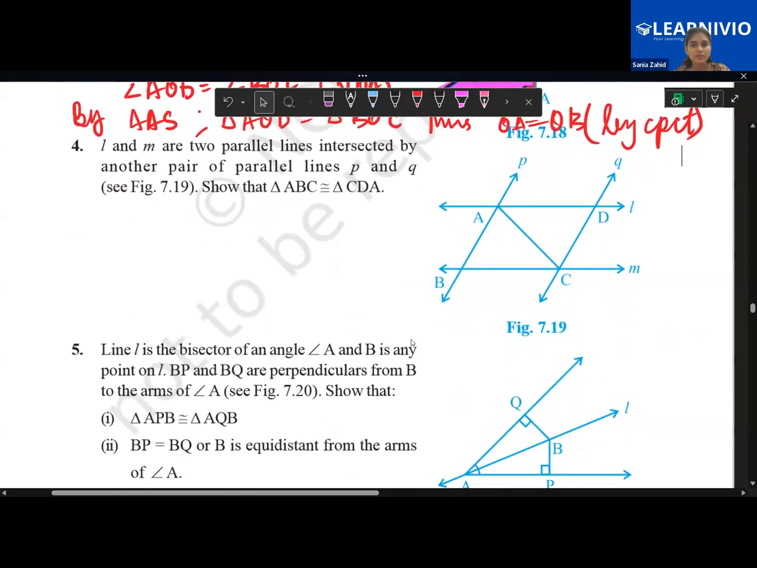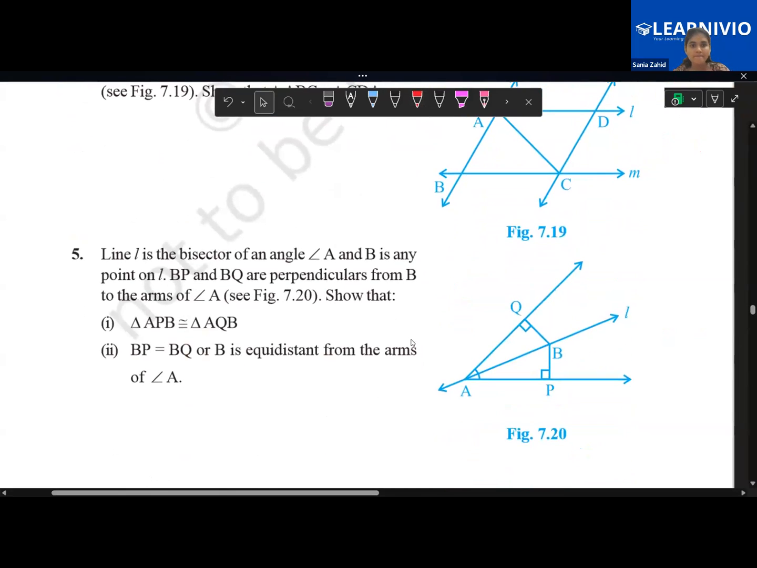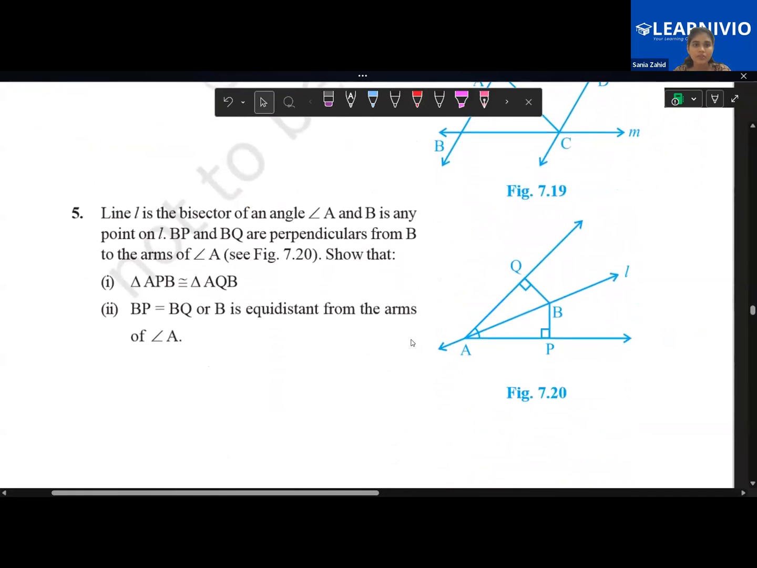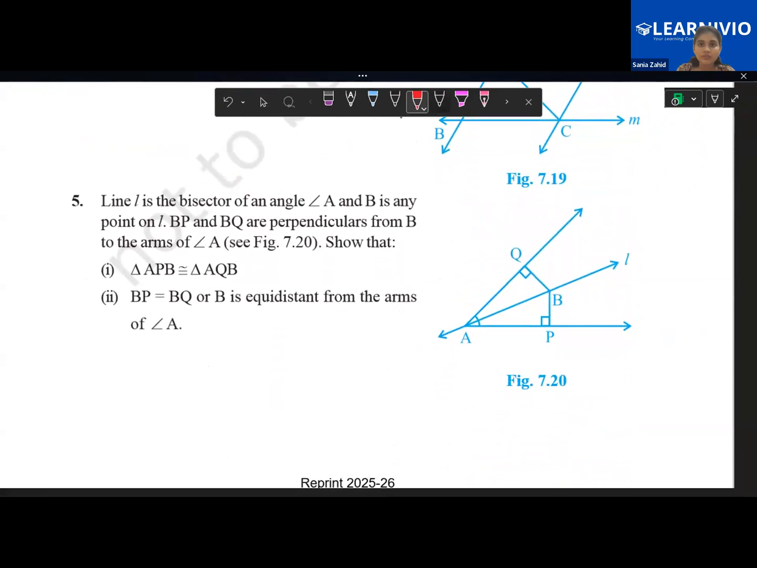Now let's come to the next one. Children, try this one on your own now. Try the fifth question on your own. What does this question say? That line L is the bisector of angle A. So children, you see this angle A is being bisected, it means it's being divided into half, by this line. So you can use that this angle is equal to this angle.